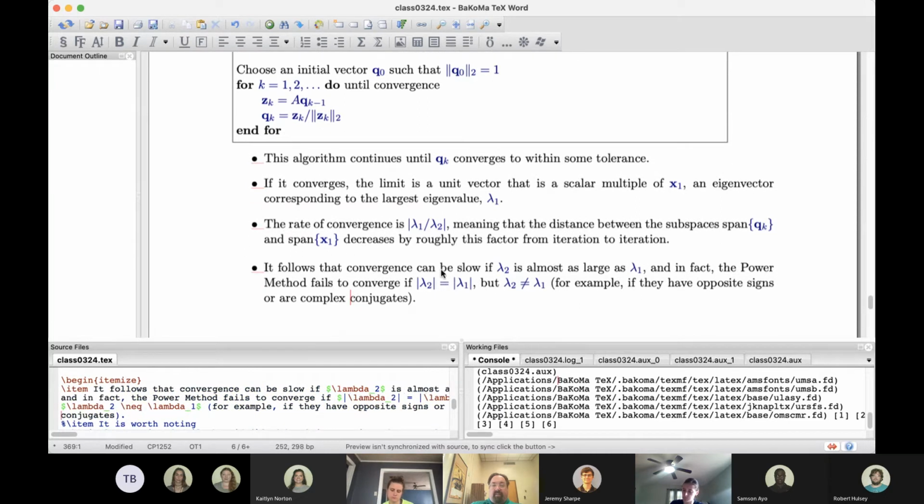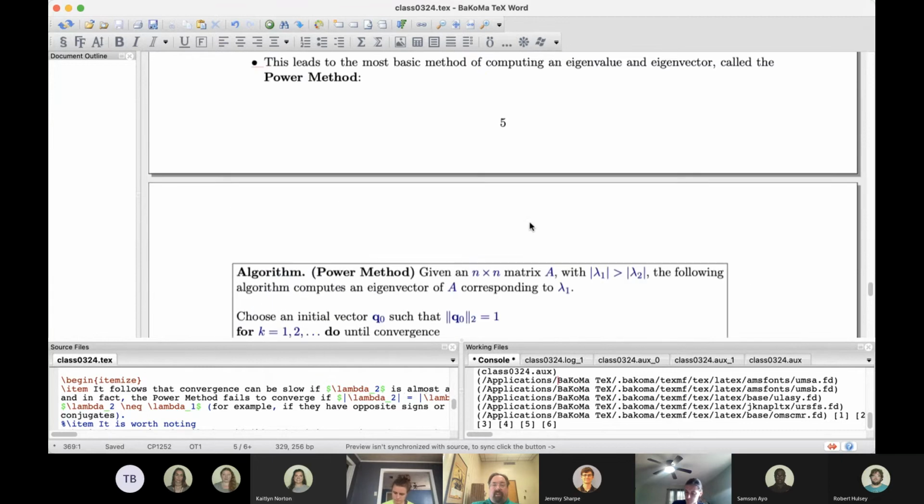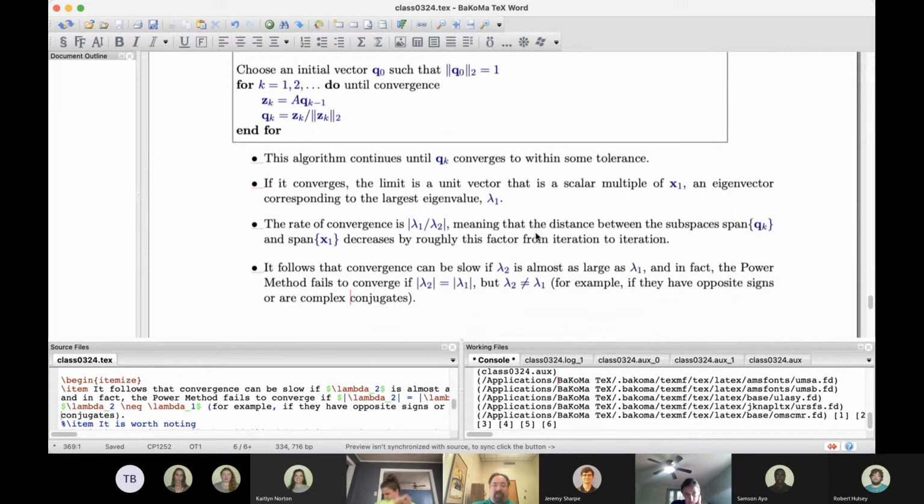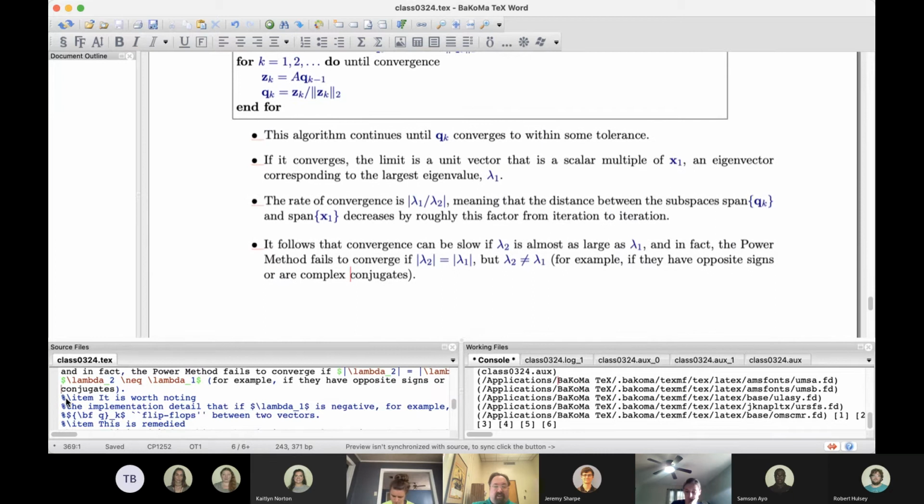So if lambda 2 is almost as large, it'll converge slowly. If the second eigenvalue is equal in magnitude, but not the same, like if they have opposite signs or are complex conjugates, the power method will actually fail to converge. Because what will happen is, up here you'll have a term from this sum that won't go away as k goes to infinity. So instead you'd have a linear combination of like x1 and x2. It still gives you something, but it doesn't give you what you're after. Like you might get something in a higher dimensional invariant subspace.